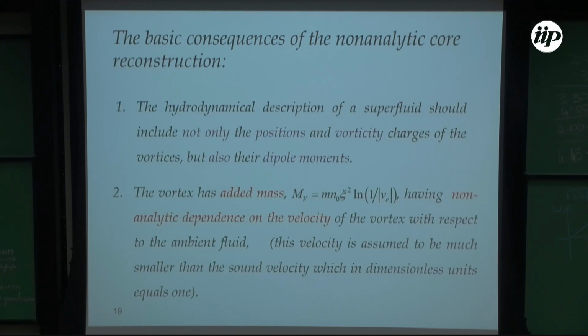non-analytic core reconstruction? So first, it means that there is not only position and vorticity charge of a vortex. There is also an additional degree of freedom, which is like a dipole moment. Second, there is some mass to the vortex, and this mass is actually large. It goes like logarithm of 1 over VC. And so it depends non-analytically on the velocity of the particle.